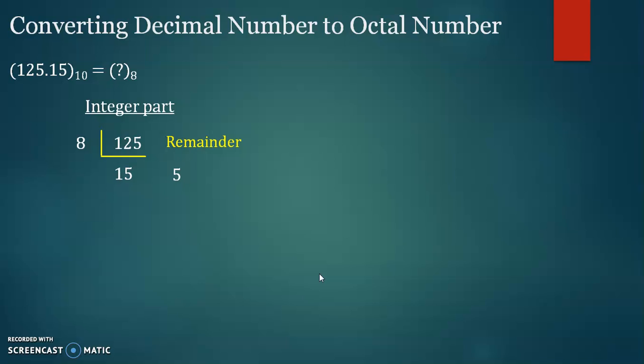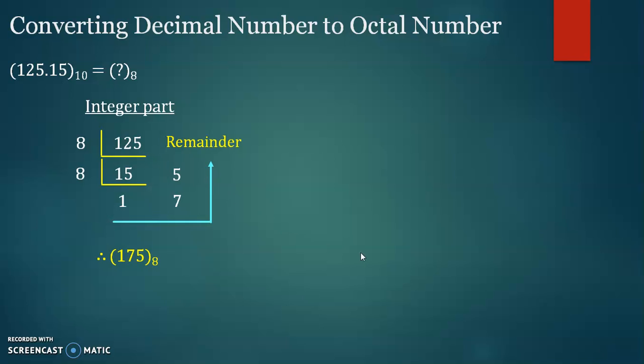Now 15 is more than 8, so we will continue the division of 15 by 8. This time we get the quotient as 1 and the remainder as 7. Now the quotient is less than the base of the octal number. So at this spot we will stop the division, and then we will collect these remainders from last to first, and 175 is the resultant octal number which we get from the decimal number 125.